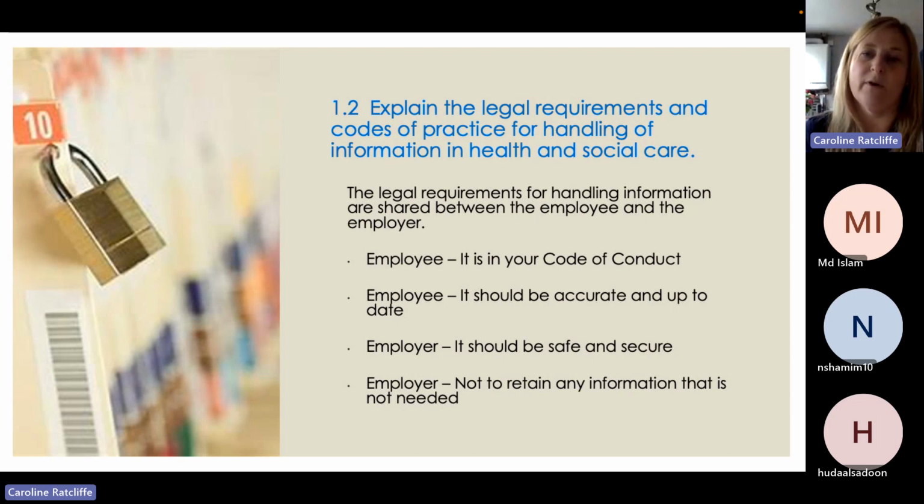So from the employee's point of view, your legal requirement is that it's in your professional code of conduct, because it doesn't matter what job you work in within health and social care, there will be a code of conduct. There is a code of conduct for carers. And a lot of people sometimes forget that just because there isn't a PIN number, there is a code of conduct.